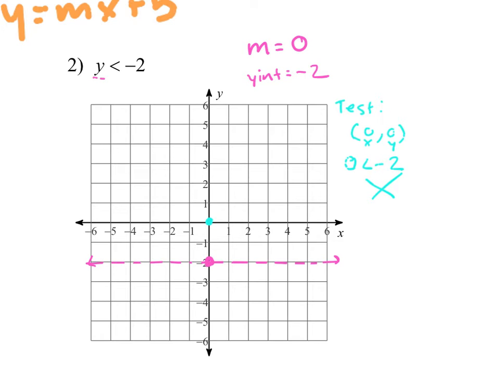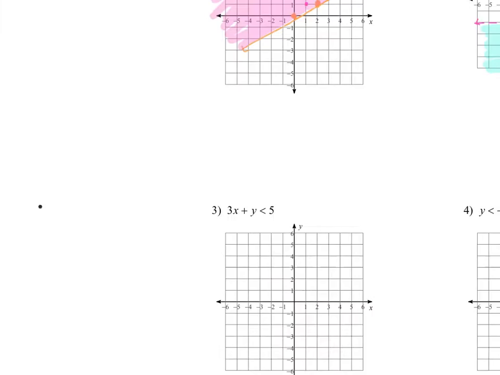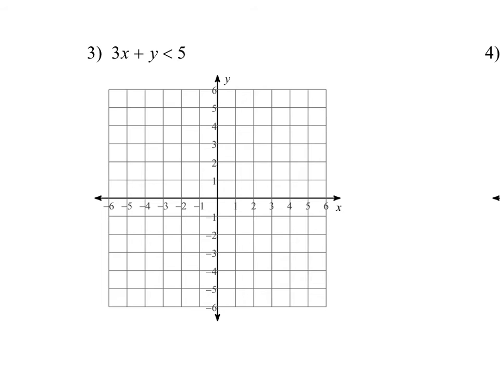Any questions on this one? All right. Number 3. So we want to get this into y is equal to mx plus b. So right now we have 3x plus y is equal to 5. How do we get this into slope-intercept form? What do we need to do? Subtract the 3x. Perfect. So y is equal to -3x plus 5.